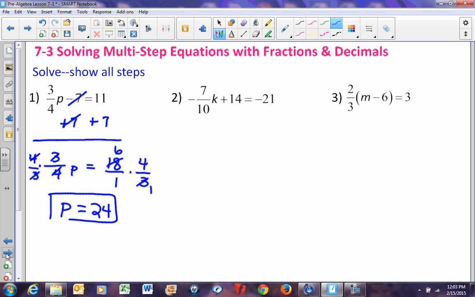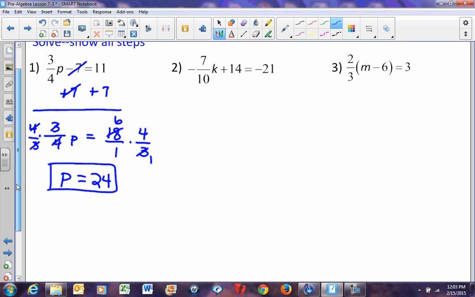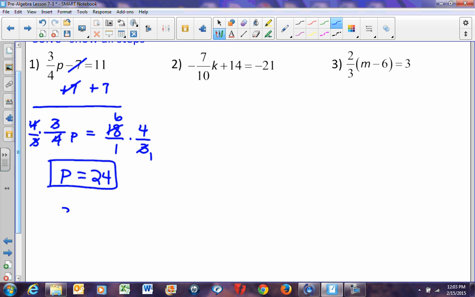And of course, I could check this equation just as easily as I've checked equations in the past by just plugging in what I know. I know that 3/4 times p, which is 24 over 1, minus 7 is supposed to equal 11. Let's see if this actually works. 4 divides into itself once, 4 divides into 24 6 times. 6 times 3 is 18. 18 minus 7, does that equal 11? Yes, it does, because 18 minus 7 is indeed 11. So it checks.